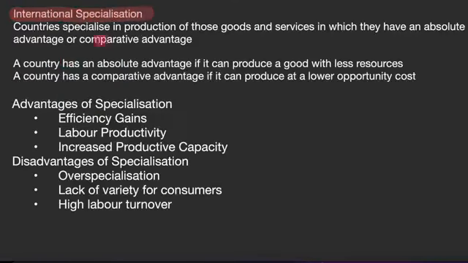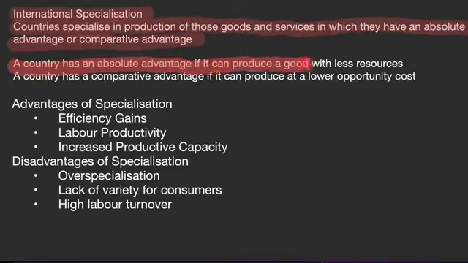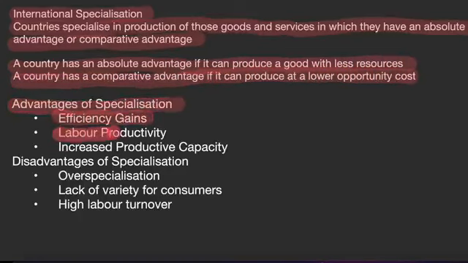International specialization. Countries specialize in production of those goods and services in which they have an absolute advantage or comparative advantage. A country has an absolute advantage if it can produce a good with fewer resources. A country has a comparative advantage if it can produce at a lower opportunity cost. Advantages of specialization are efficiency gains, labor productivity, increased productive capacity. And disadvantages of specialization are over-specialization, lack of variety for consumers, high labor turnover.